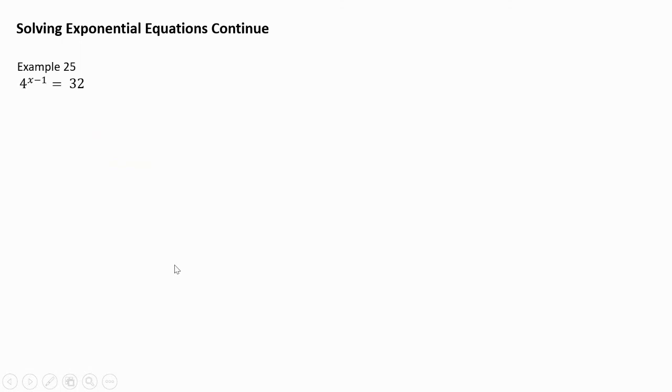Solving exponential equations continues. Now this one's a little bit more challenging. Example number 25: if you have 4 to the power of x minus 1 equals 32, right? We know that 4 squared, these are not the same base. So 4 squared is 16, it's not 32. Let's try 4 cubed. 4 cubed is 64, not 32.